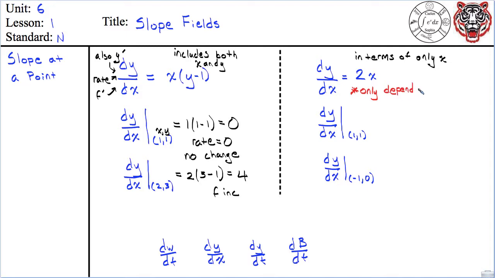And this might seem pretty straightforward, like, well, obviously it only depends on x, there's only an x. But when you think of this graphically, when you move in terms of y, when you move up and down, this won't change. It'll be the same value moving up and down, but it'll change going left and right. So it only depends on x.